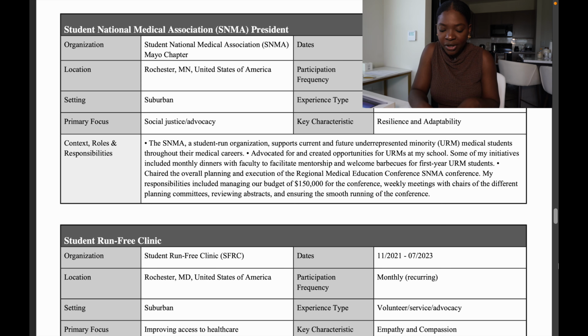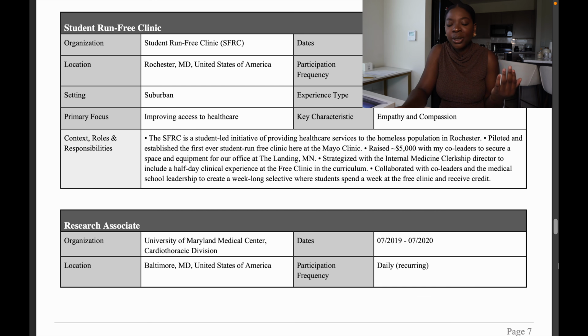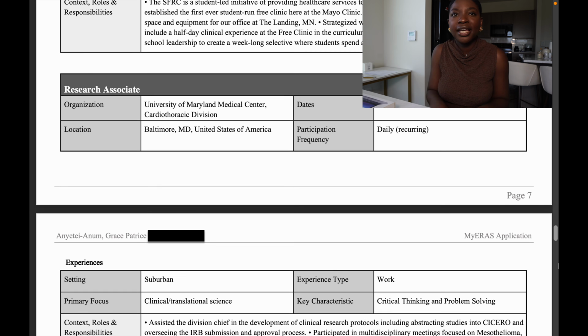And another thing here, which was very important to me, but I actually didn't do it in medical school, was my job. After I graduated from my master's program, I worked for a year as a research associate at the University of Maryland in their cardiothoracic division, and that's how I got introduced to this specialty. So for me, it was very important to include it in the application.